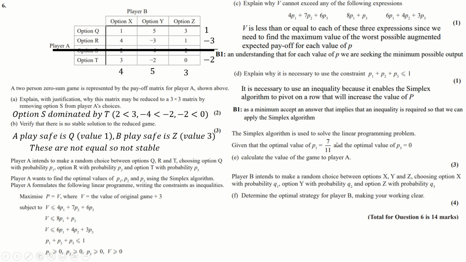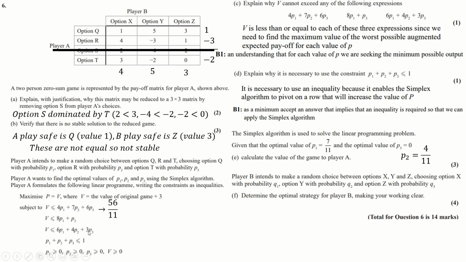Anyway, now that we use simplex, we have the optimal solutions. P1 is this, P3 is this, and therefore, of course, P2 is 4/11 because those are the only 3 things that player A is going to do. Calculate the value of the game for A. So this is exactly what I'm talking about here. We're going to put in 7/11 times 4 plus 4/11 times 7 plus 6 times 0, and we'll get this.